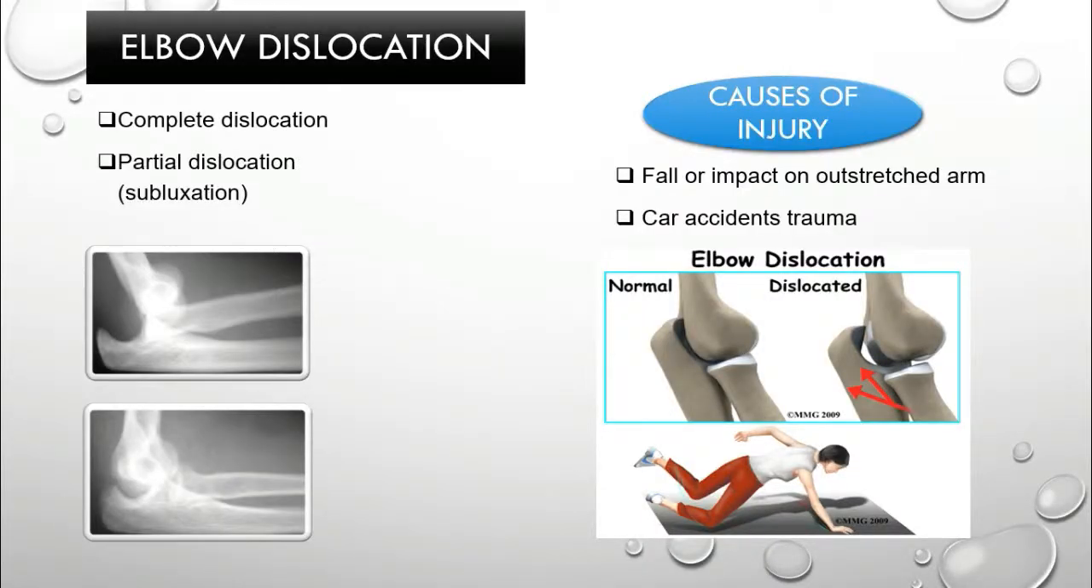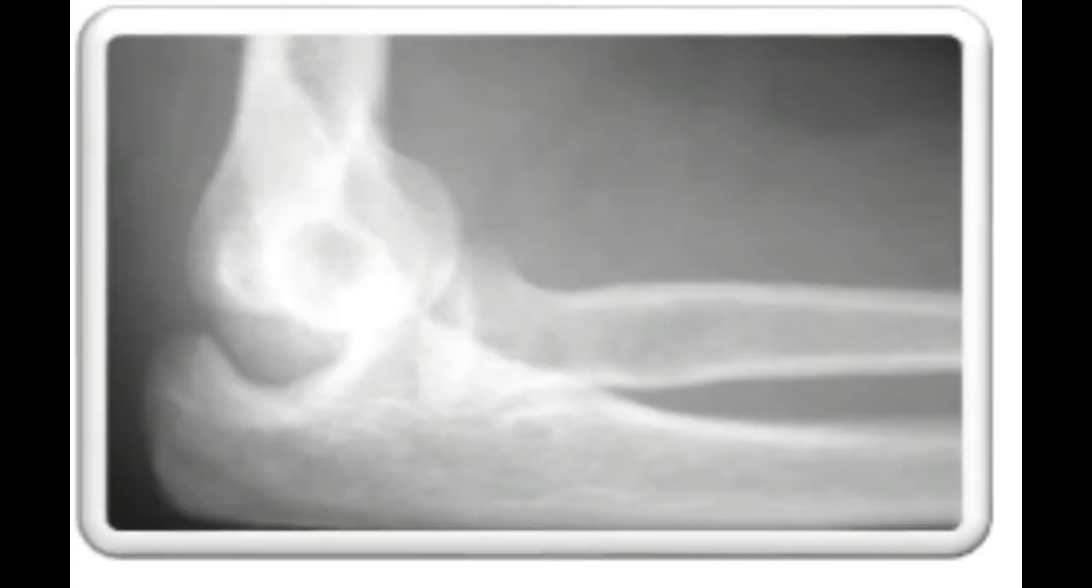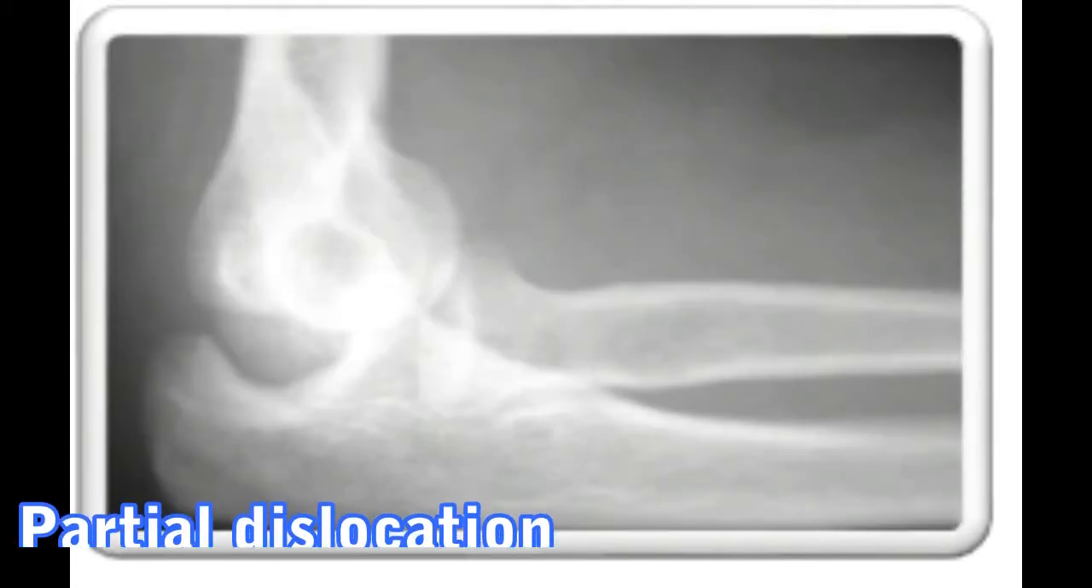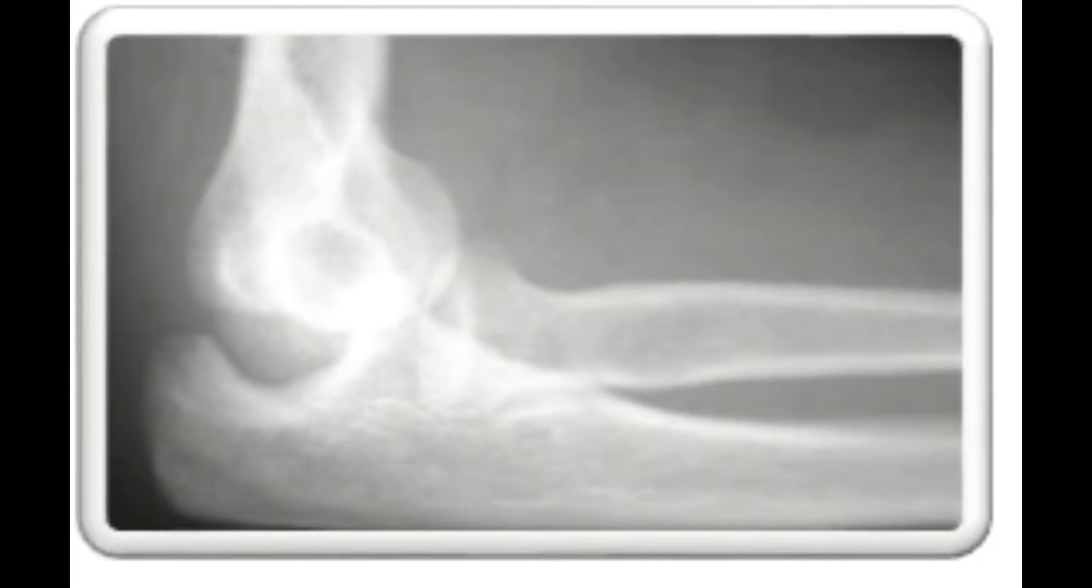Elbow dislocation is when the joint surfaces of the elbow are separated from each other. This injury usually occurs after trauma, such as a fall or accident. Elbow dislocation can be complete or partial. In complete dislocation, the joint surfaces of the elbow are completely separated. It can be very painful and the arm will look deformed. Partial dislocation, which is subluxation, is when only part of the joint is separated. It's hard to detect and it can be very painful too.